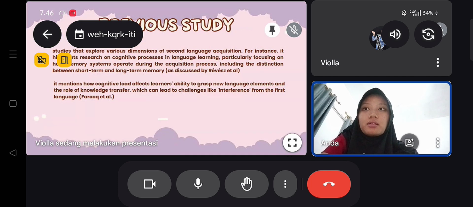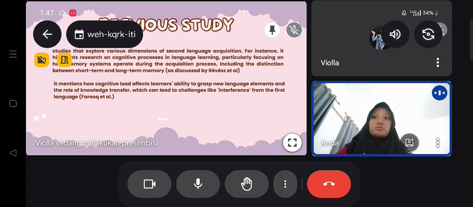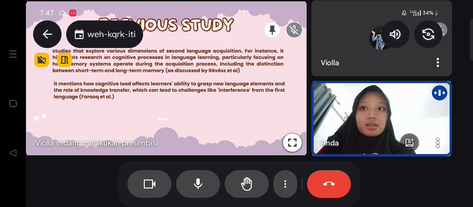And for previous study, these are studies that explore various dimensions of second language acquisition. For instance, it highlights research on cognitive process in language learning, particularly focusing on how memory systems operate during the acquisition process, including the distinction between short-term and long-term memory, as discussed by Rivers et al. So this mentions how cognitive load affects learners' ability to grasp new language elements, and the role of knowledge transfer, which can lead to challenges like interference from the first language, by Farrokh et al.